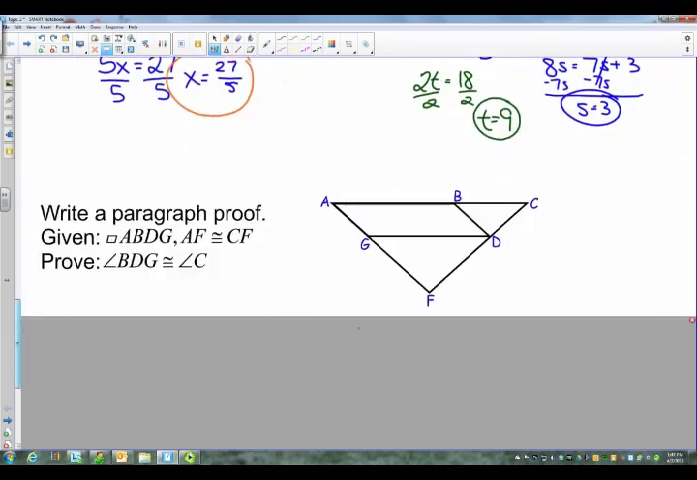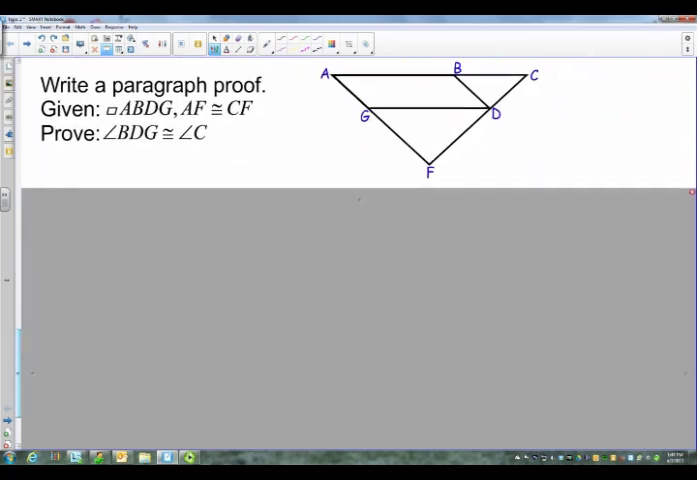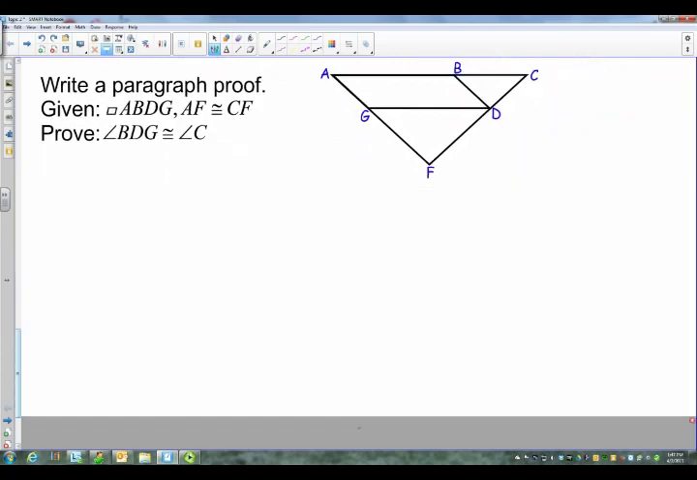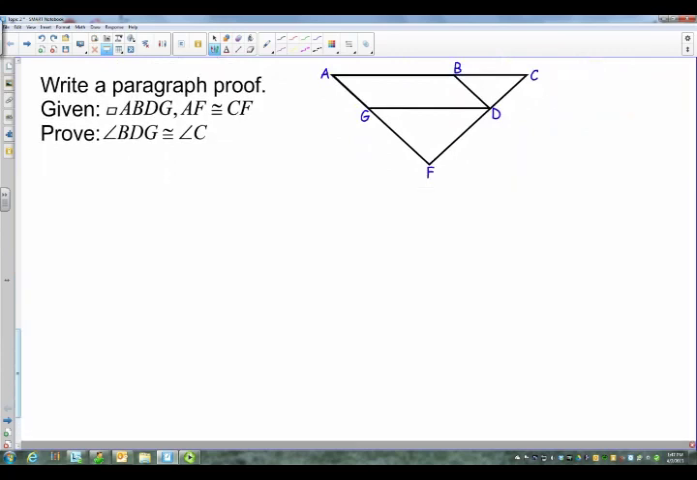Alright, final part of this is we want to be able to write proofs. So with this proof, they're specifically asking us to do a paragraph proof. Now, any proof, you start with a given. So in this proof, we're going to say given parallelogram ABDG and AF being congruent to CF, here's what we can decide.